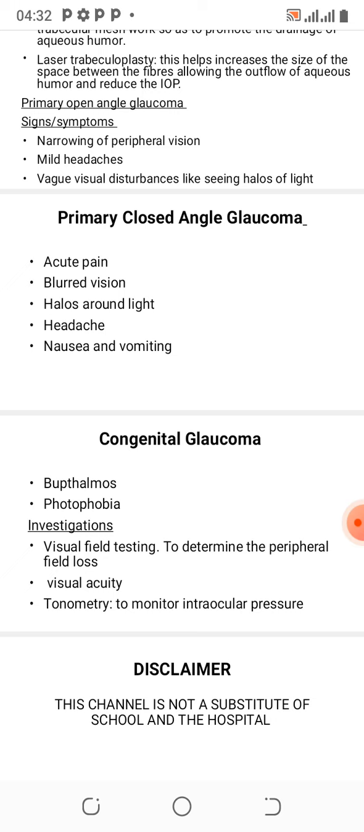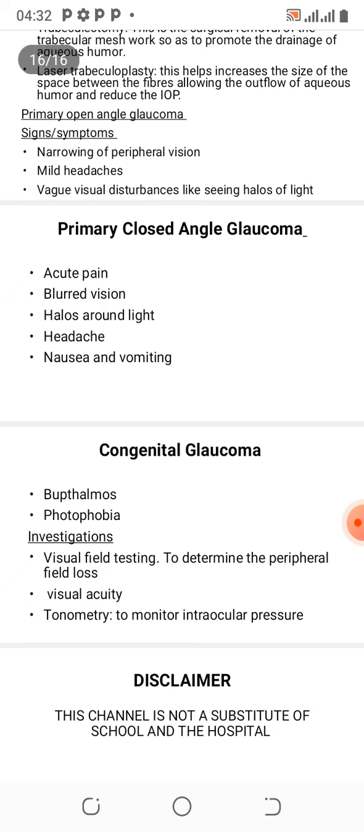Now, in glaucoma, a patient may have some loss of peripheral vision, of which the patient may not be able to identify that he's having some loss of vision until they only have central vision.